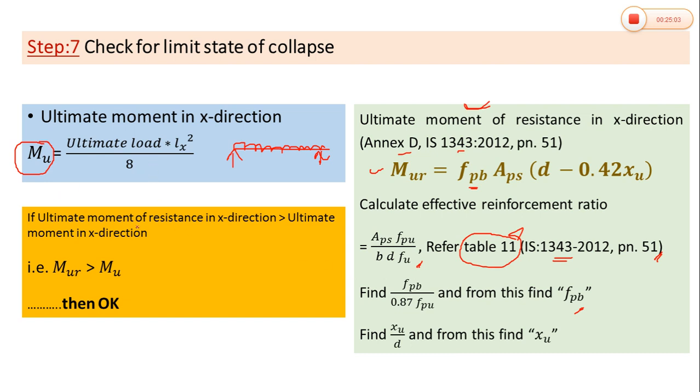If the ultimate moment of resistance in x direction is greater than the actual moment that takes place, then the structure is safe. MUR means the resisting moment must be greater than the actual moment that takes place. So this is the check for the limit state of collapse.